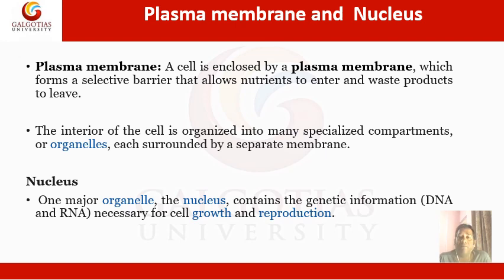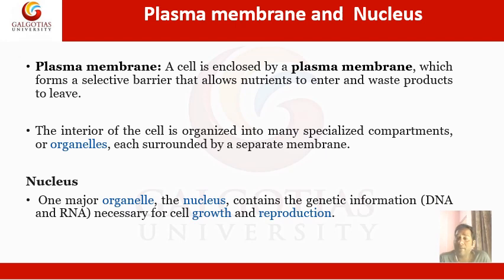So what is plasma membrane? Plasma membrane is a well defined outer boundary of the cell in the case of animal cell, and a cell is enclosed by plasma membrane which forms a selective barrier that allows nutrients to enter and waste products to leave the cell. The interior of the cell is organized into many specialized compartments as well, which are called organelles, each surrounded by separate membranes.